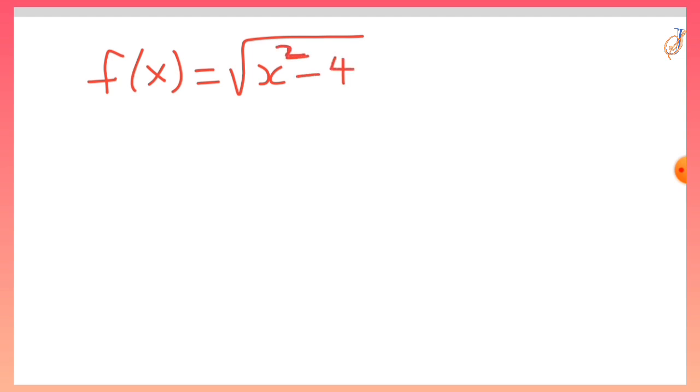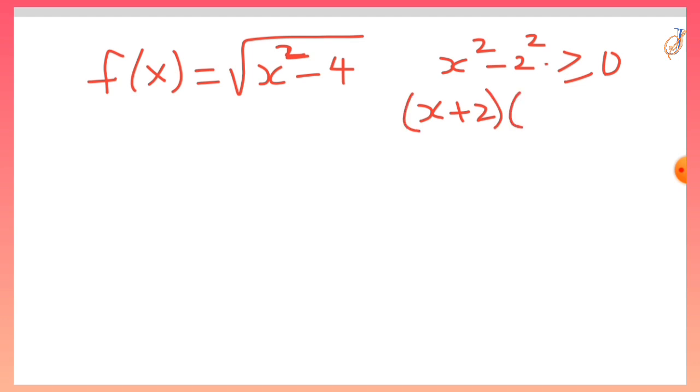Let's consider another example. f of x equal to square root of x raised to the power of 2 minus 4. Just now we said that whenever you have an even radical function, the negative values are not going to define the function. That's why you have to take this expression as greater than or equal to 0. That means x raised to the power of 2 minus 4 is greater than or equal to 0. Then if we write 4 as 2 power 2, it is in the form of a power 2 minus b power 2. So the formula is (a plus b)(a minus b), that is (x plus 2)(x minus 2), greater than or equal to 0.